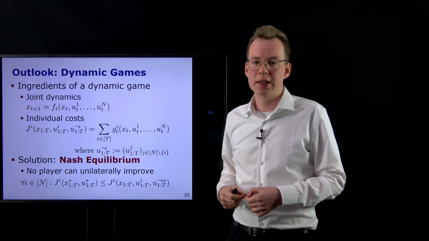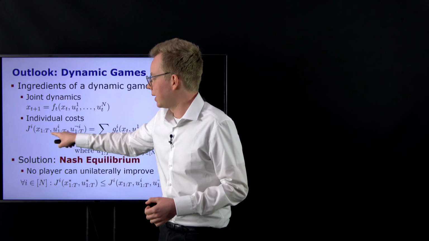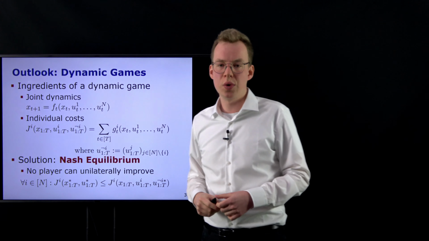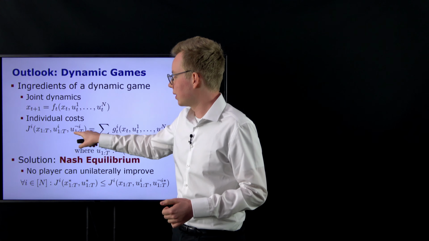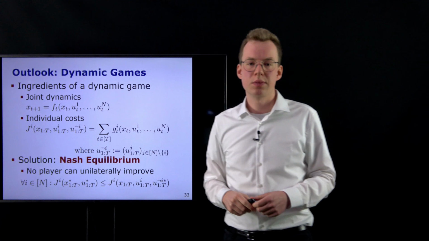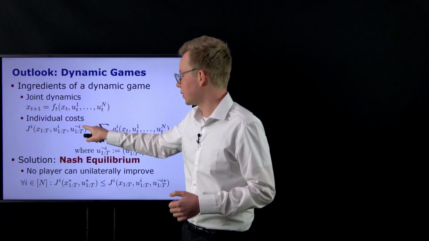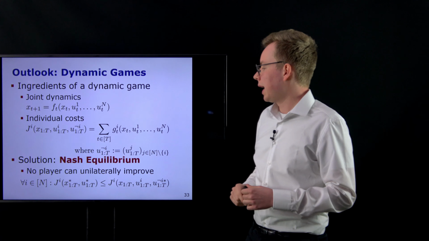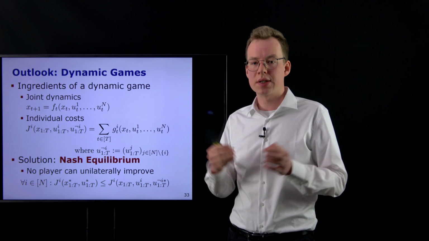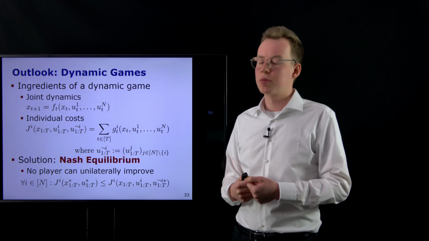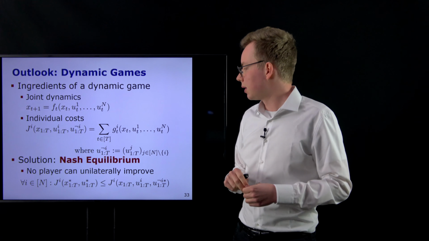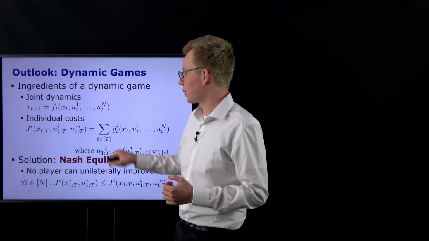So player I has objective Ji, and this depends on the states in the future, then on the inputs of player I itself, which are ui, and then also the inputs of everyone else, which is u not I. So we denote it like this. And now, because we have n different objectives, we cannot simply solve this as a single optimal control problem, because there's not one cost function that we want to minimize.